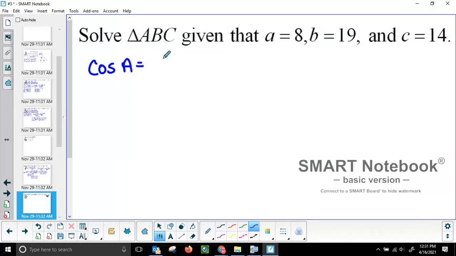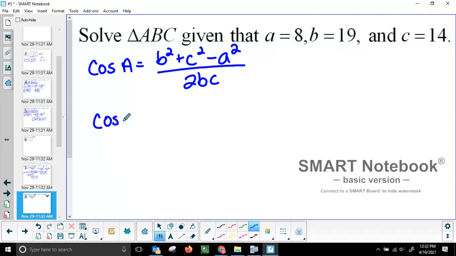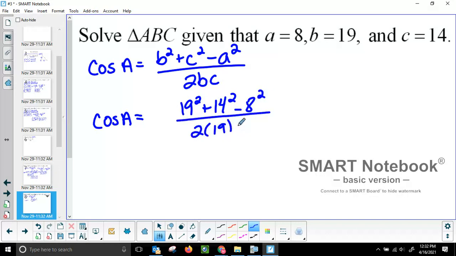So again, we can go ahead and use our alternate form here. Cosine of A is equal to B squared plus C squared minus A squared all over 2BC. In this case, cosine of A is going to be equal to 19 squared plus 14 squared minus 8 squared over 2 times 19 times 14. And of course, we don't care about cosine of A, we just want A, so we have to take the inverse cosine of both sides here.